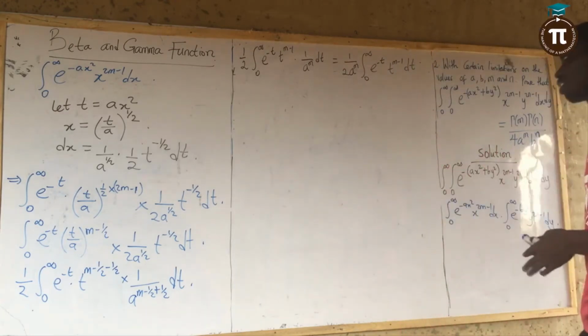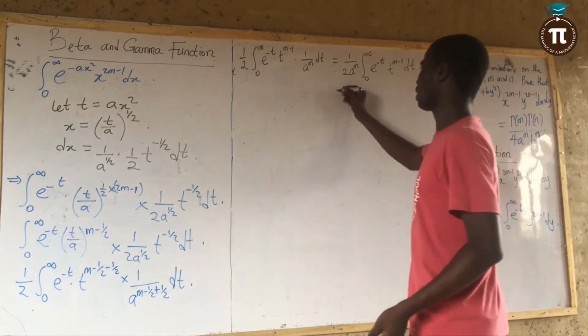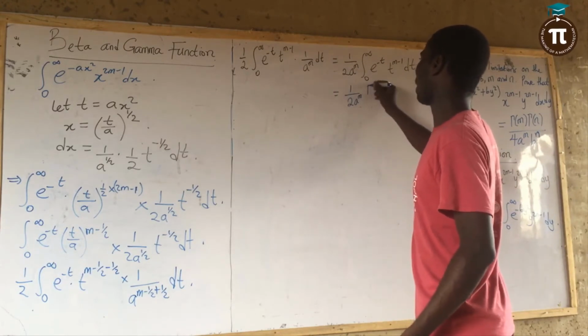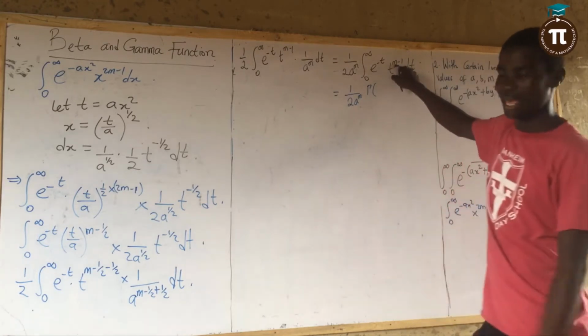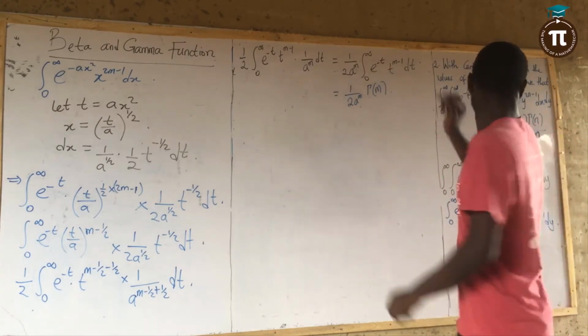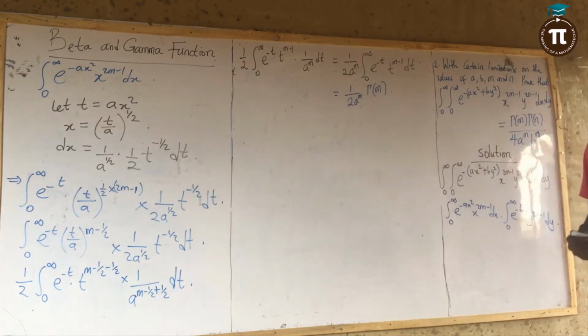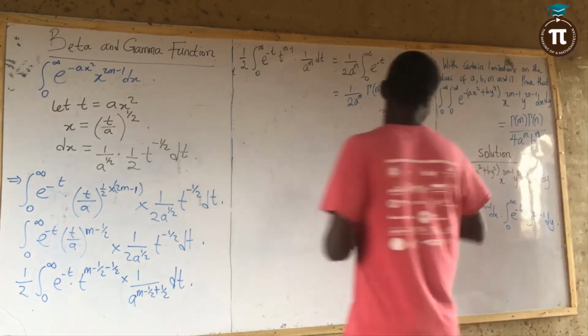And what do you notice? Notice that this is 1 over 2a raised to power m gamma of m. Since I have m minus 1 here, that will be gamma of m. So that is what I have. Similarly, I have done for only this one. This is what I have done.